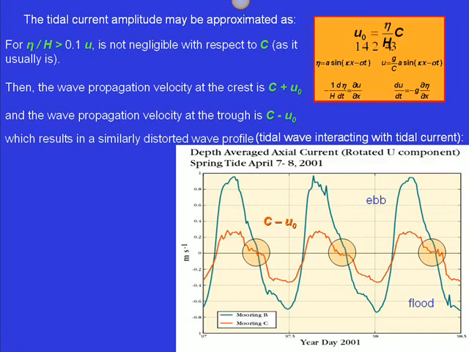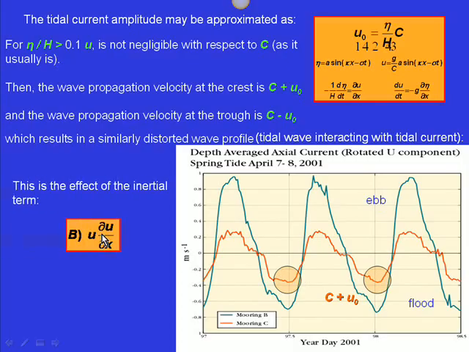And what happens is, during ebb, you have C minus U naught that causes this to suppress the tidal current during those stages. And then during flood, you get this flattening because the tidal current and the phase propagation interact with each other. So this is an asymmetric distortion produced by the inertial term mechanism.